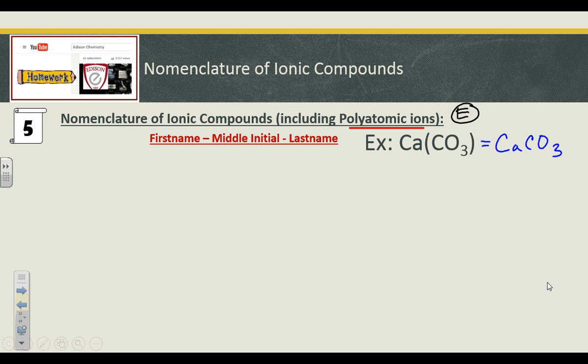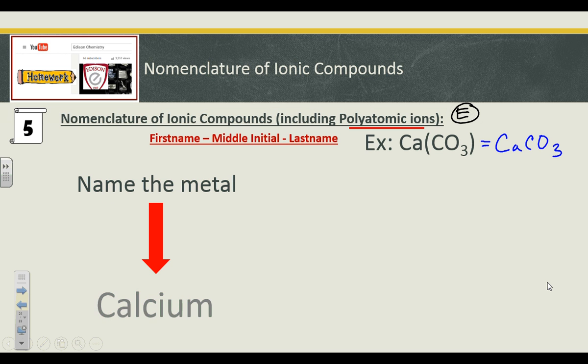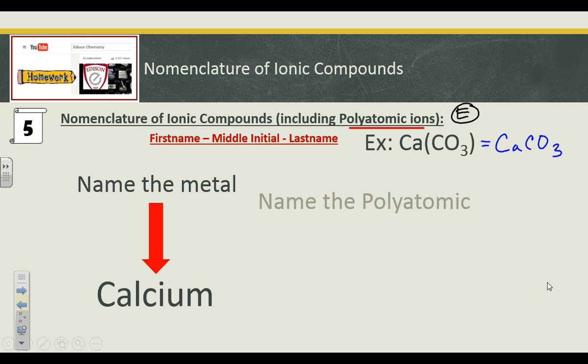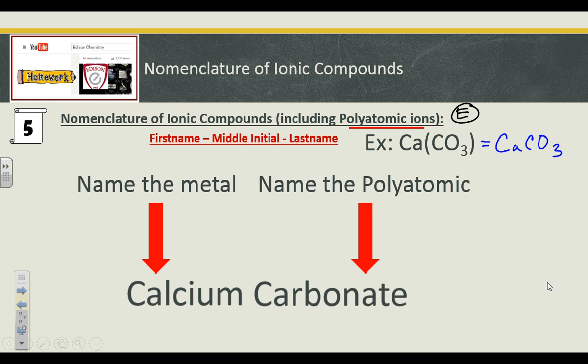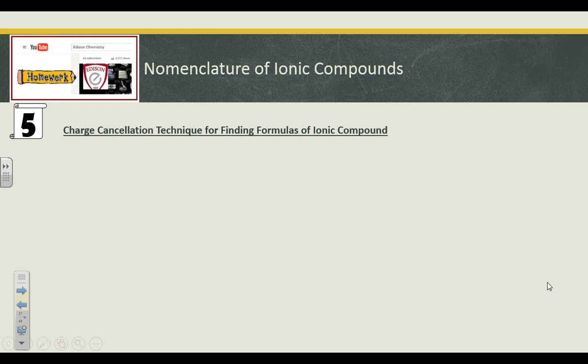So CaCO3, what the heck would its name be? Well, the pattern is name the metal, calcium. Then you look at table E to name the polyatomic, which is carbonate. That's it. Calcium carbonate. Puts them together, and ba-dam! You have named a polyatomic ionic compound. Boom. There's a charge cancellation technique as well.